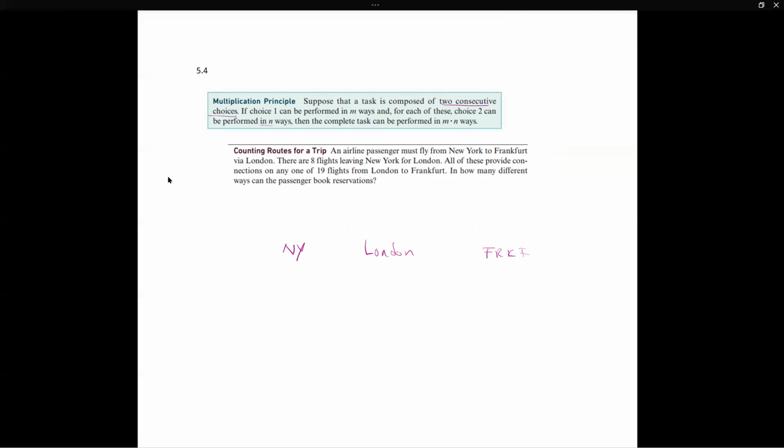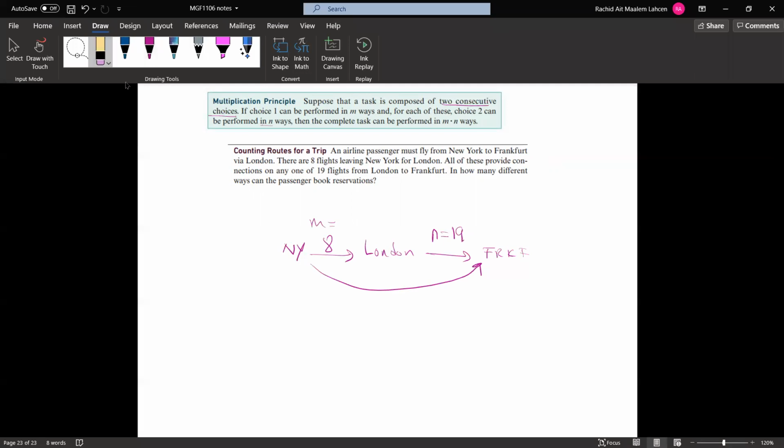All right. So the goal, of course, is to get to Frankfurt via London, but let's see, there are 8 flights leaving from New York to London. So here there are 8 flights, so m is 8. And there are 19 flights going from London to Frankfurt, right? There is no direct flight here, I was just showing what the purpose is.